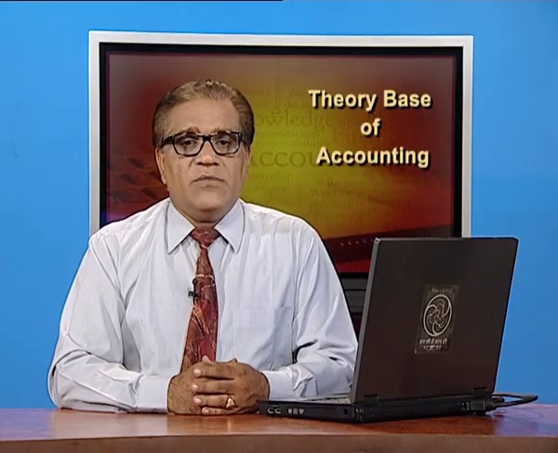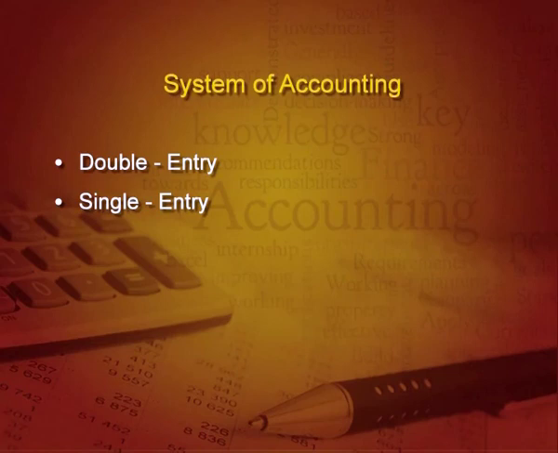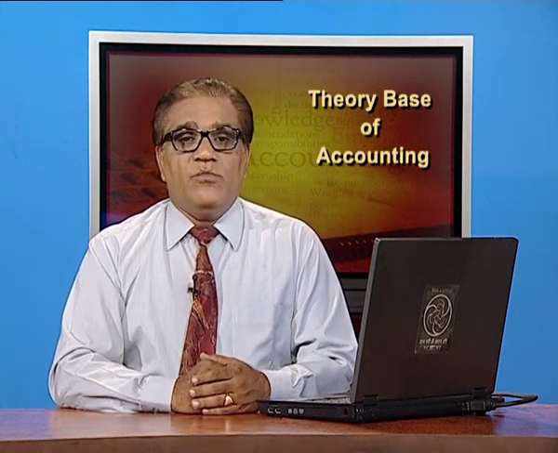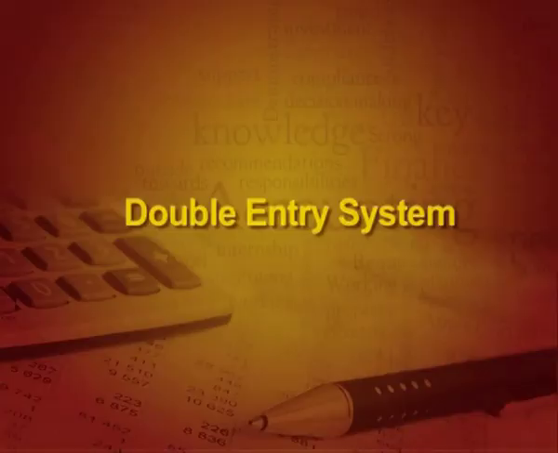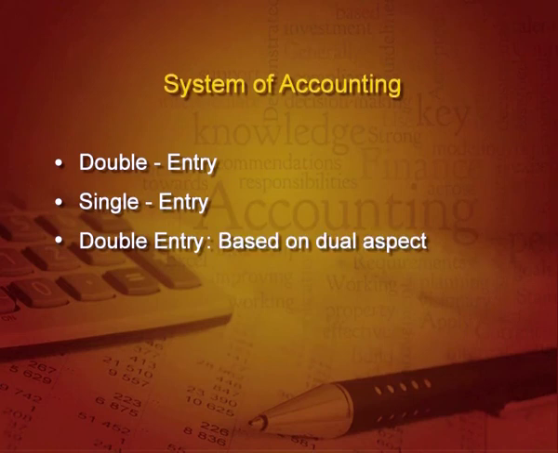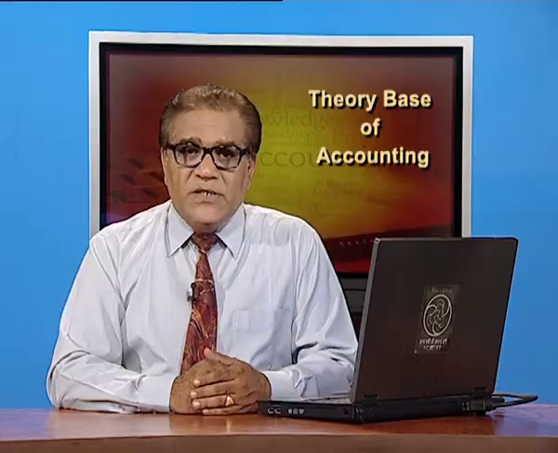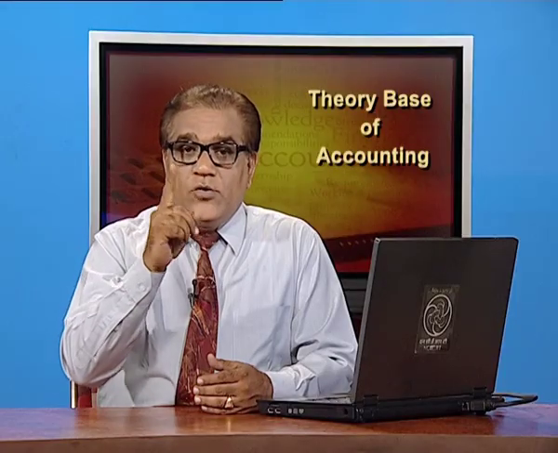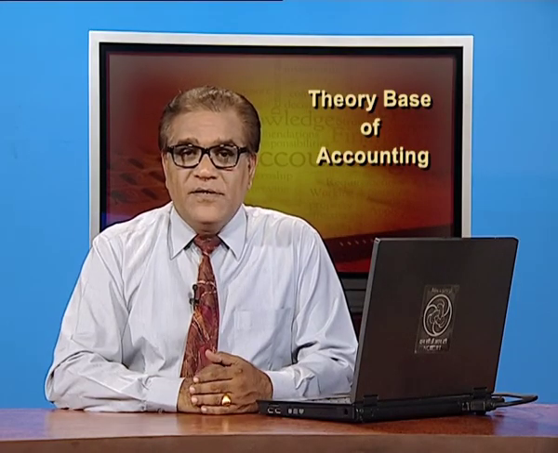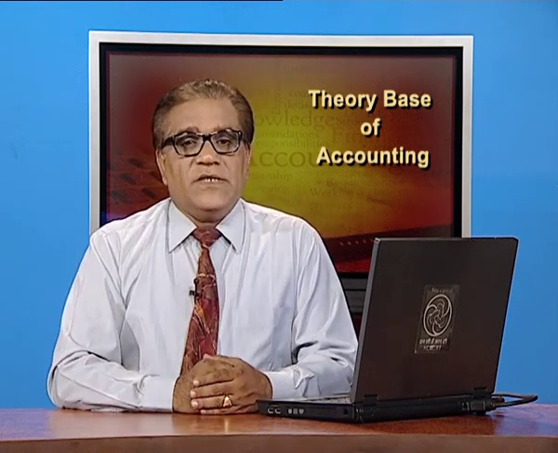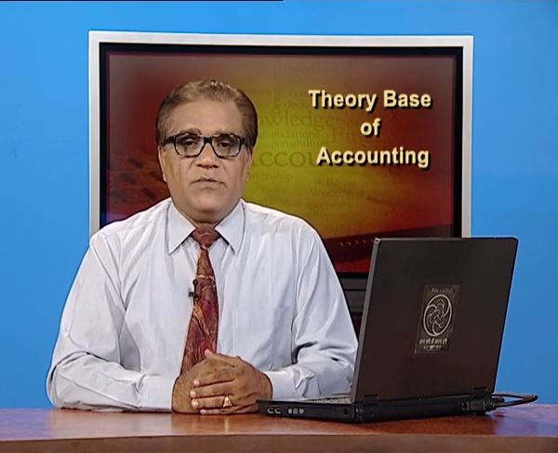There are two systems of accounting. First, double entry, second, single entry. We will be studying both the systems in our syllabus, but mostly accounts are made on the double entry system. Double entry means that accounts are based on dual aspect. Dual aspect means one account is debited and the other is credited. I told you who started this debit credit? Yes, Luca Pacioli. He was the father of the double entry system of accounts.